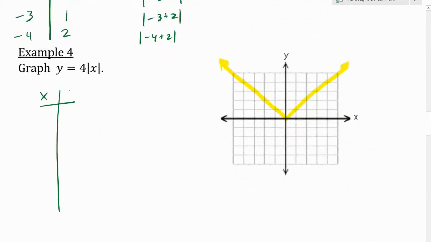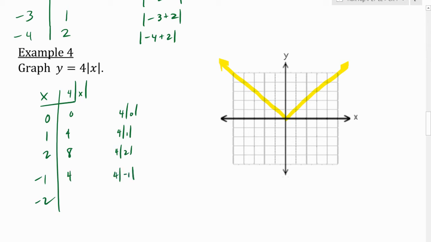Okay, let's do the same thing here. Let's see what happens. Absolute value of 0, times 4 is still 0. There's a 4. Here's an 8. Also 4, because absolute value of negative 1 is 1, times 4 is 4. Here's 8. So let's look at this. Over 1 up 4. Over 2 up 8 is going to be on up here someplace.